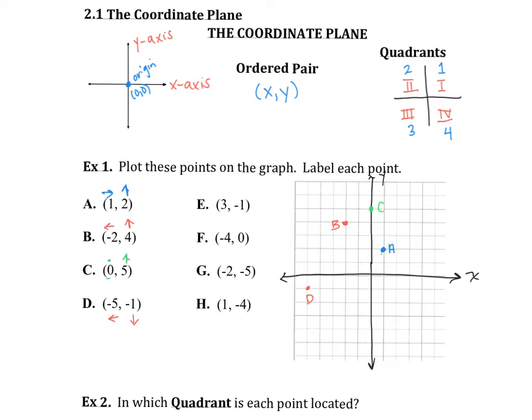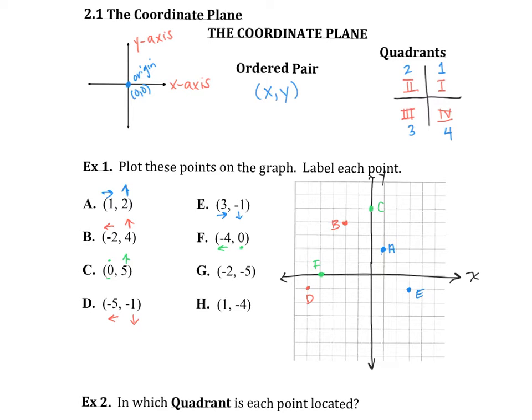Okay, E, x direction, positive 3, y direction, negative 1. So right and down, and from the origin, 1, 2, 3, down 1. E. Let's go to F. The x is negative 4, so I go left. The y is 0, so I don't go up or down. So from the origin, 1, 2, 3, 4. Don't go up or down. Mark my point.